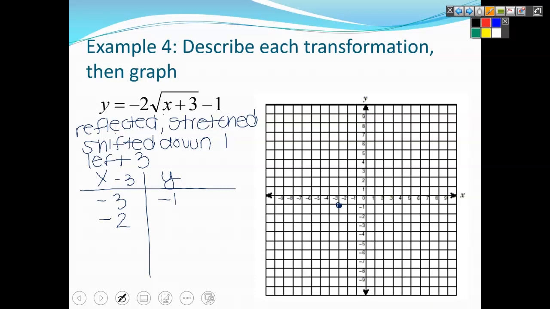Negative 2 plus 3 is 1. The square root of 1 is 1. So that's where the 1 that you have here comes from. 1 times negative 2 is negative 2. Negative 2 minus 1 is negative 3. So you can see how instead of going down 1, right 1, you go down 2 because of my slope and right 1. So negative 2 is going to make it quicker.